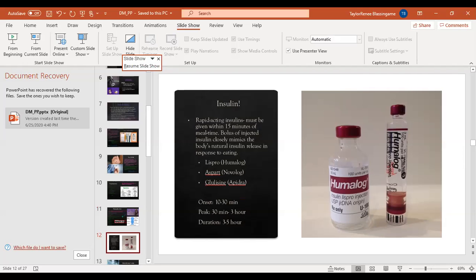This mimics the body's natural response to when you eat. When you eat, your sugar goes up, and then your pancreas, your beta cells, release insulin so your cells can use that sugar. So that's the point of this rapid acting, and this is specifically with mealtimes. I can't even pull any of this until 30 minutes before I know a meal's coming on the floor.